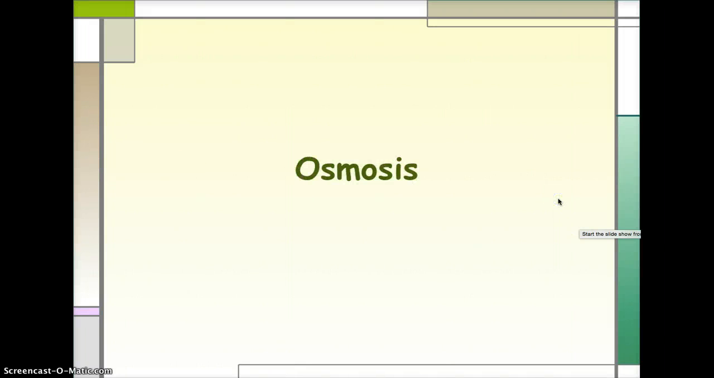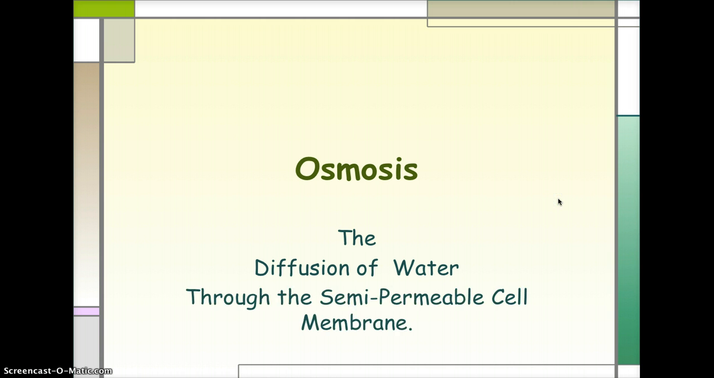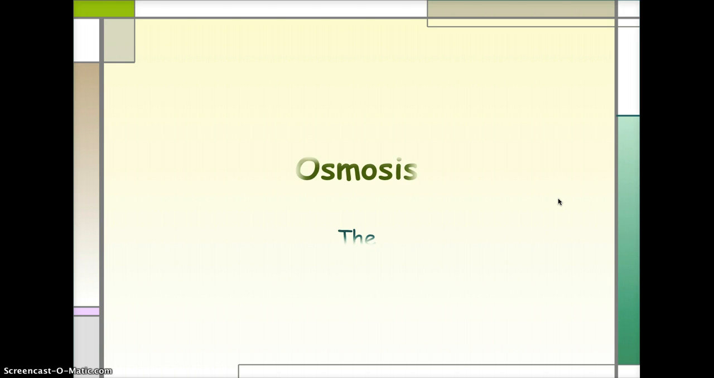Good morning, guys. Today we're talking about osmosis and diffusion. Osmosis is the diffusion of water. And remember, these are in the cellular transport category. We're looking at the cell membrane and how molecules move across it. So osmosis is the diffusion of water through the semi-permeable cell membrane.